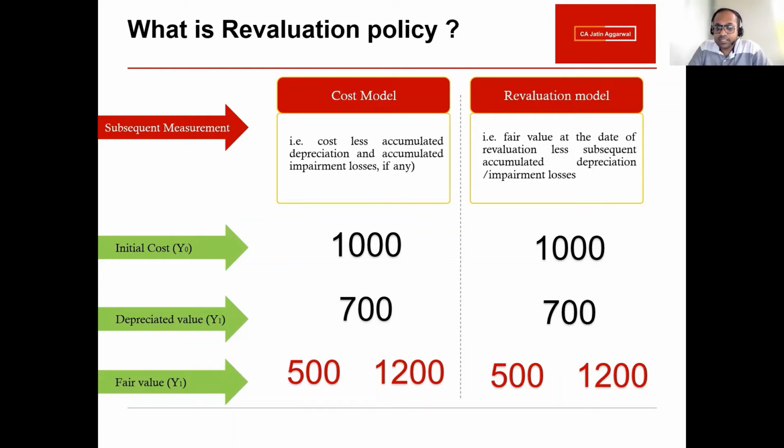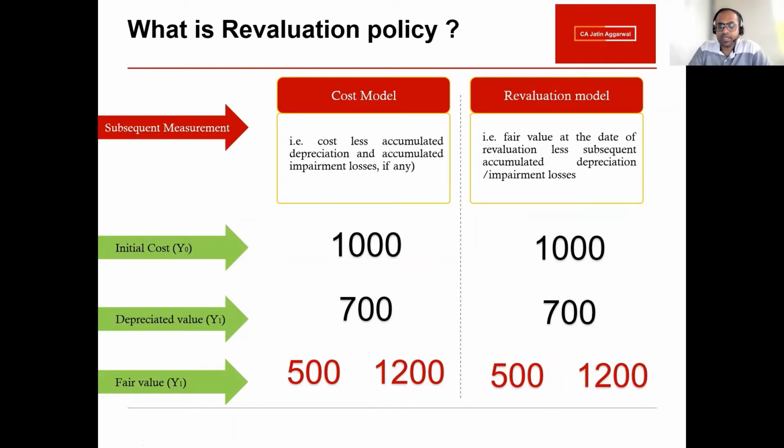Even if there is an increase in the fair value, I'm not able to capture the increase in my books of accounts. If there is a reduction in the value, I'm not able to capture that reduction in my books of account. My asset is actually being presented at the historical cost, which is depreciated over the period of time. And if there is any impairment, it would be impacted by that.